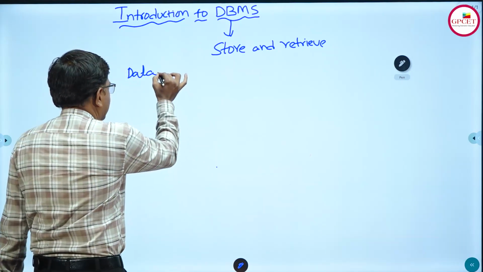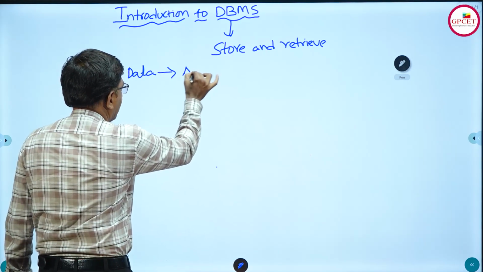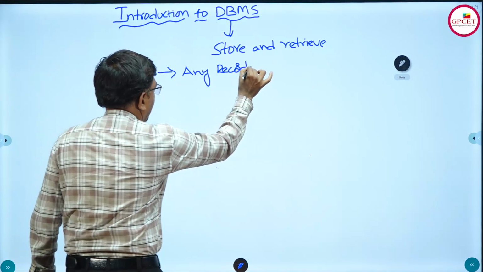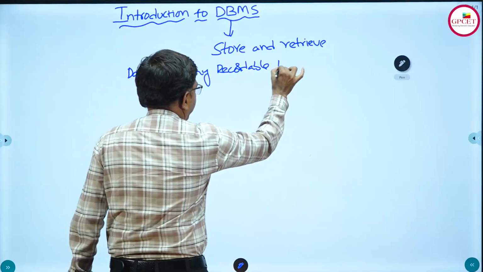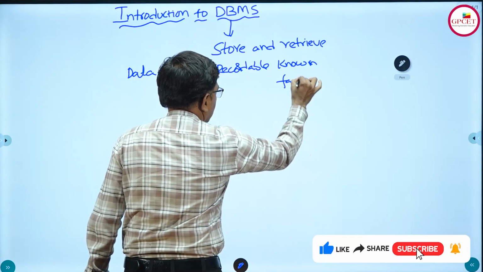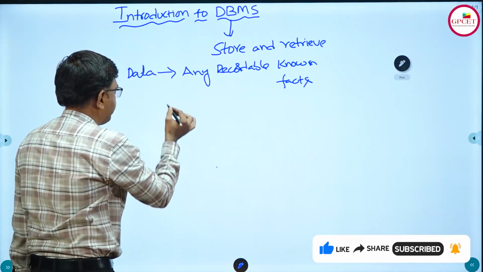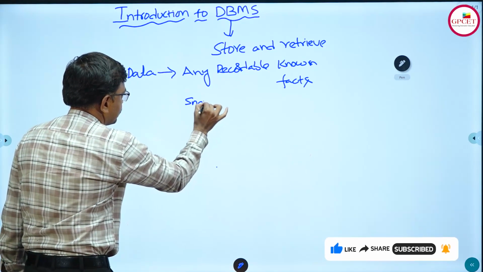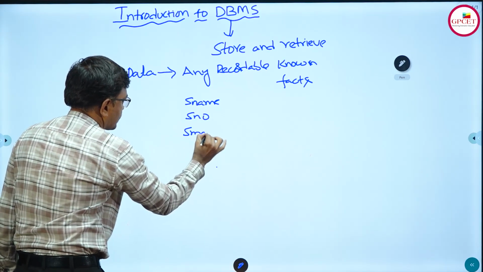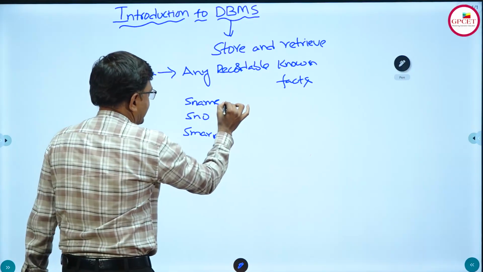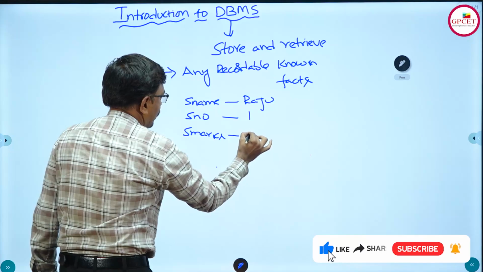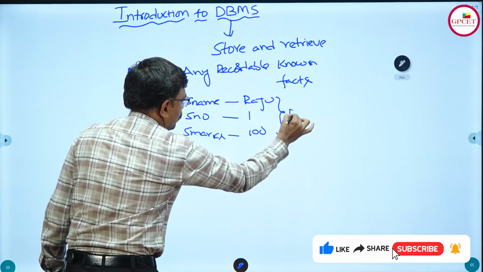Data is nothing but any recordable fact, known facts. For example, S name, S number, S marks. These are known facts. S name Raju, S number 1, S marks 100 is nothing but what? Data.